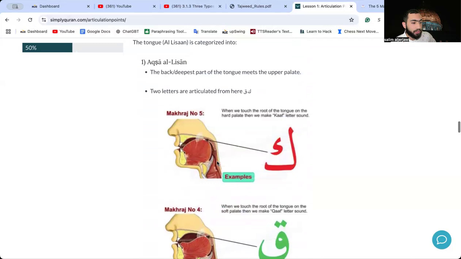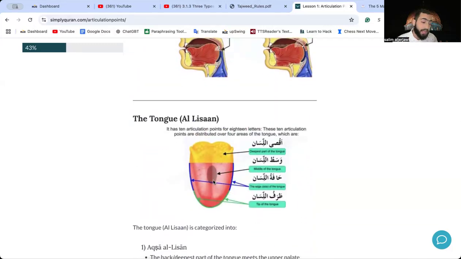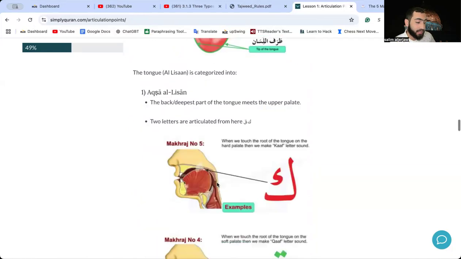Now the middle of the tongue, this area right here, see the gray area? That is a wonderful demonstration. Here there are only 3 letters: jim, ya, sheen. They are combined in one word in Arabic. It says jaish: jim, ya, sheen.